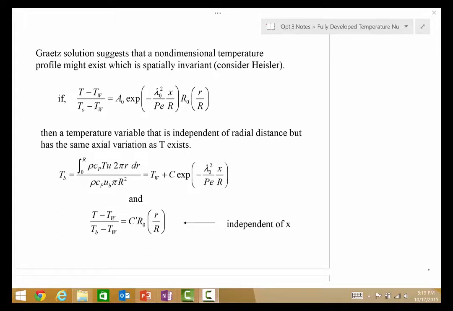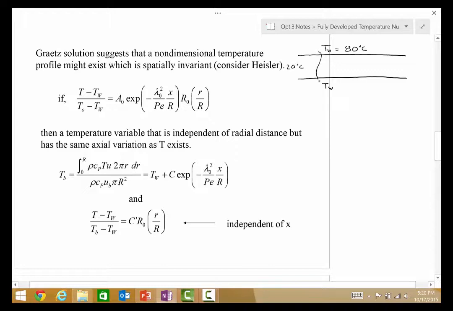So when we were talking about the temperature distribution within a pipe, we have a pipe, and we know that the temperature distribution evolves. For example, for a case where the pipe has some wall temperature, TW, and let's, for argument's sake, say that this temperature is 80 degrees C, and the fluid comes in at 20 degrees C. There's a point downstream that this becomes fully developed.